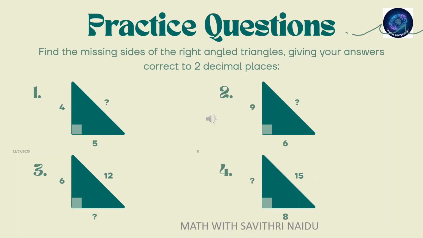Practice questions. Now it's your turn. Here are some practice problems. Find the missing sides of these right-angled triangles and round your answers to 2 decimal places. Pause the video and give them a try.